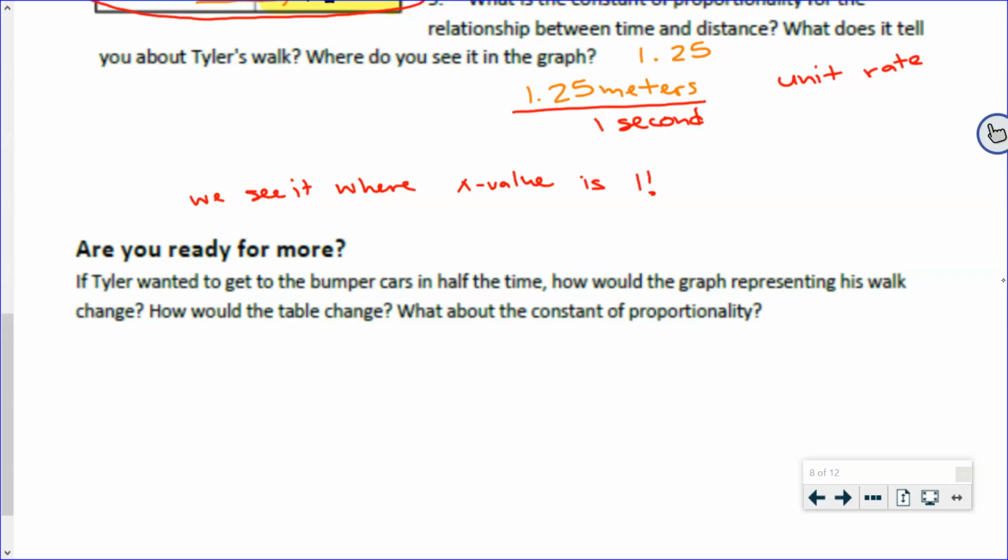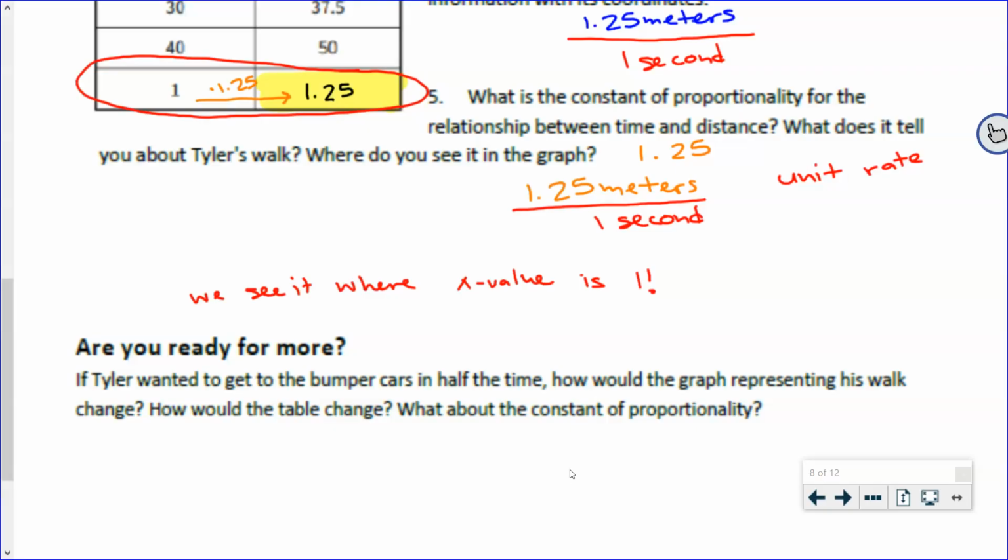Open your eyes. So Tyler, or you, want to get to the bumper cars in half the time. How would that graph change? How would the table change? How about that constant of proportionality? Let's take 60 seconds and discuss with your group. How are they going to change? Online learners, pause the video to give yourself that think time.